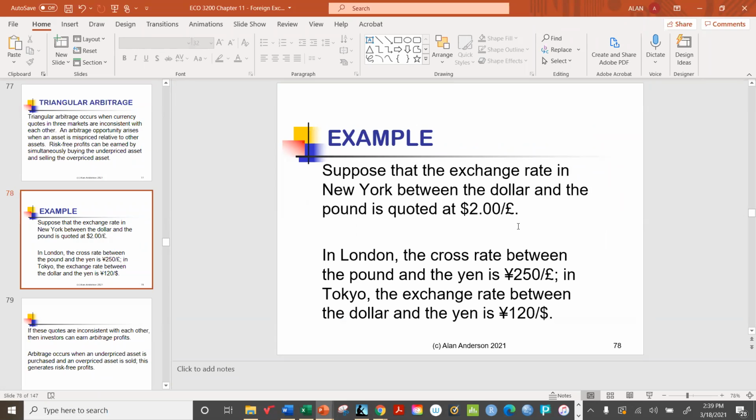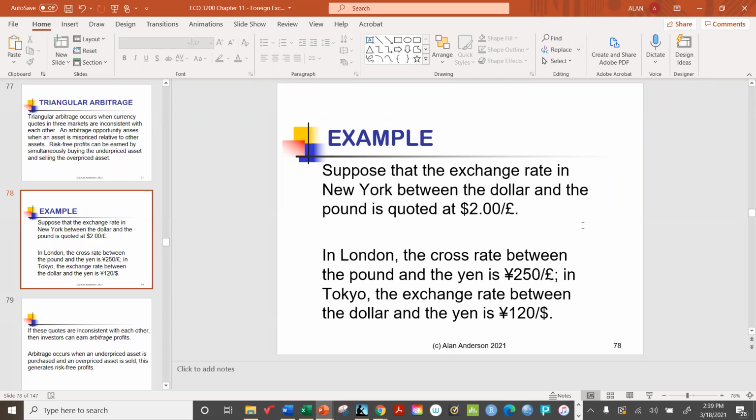So here's the example we were looking at. We start out by noting that there's a dealer in New York who's giving a quote of $2 per pound. In London, we find another dealer who's offering an exchange rate or a quote between the yen and the pound of 250 yen per pound. And then finally in Tokyo, we find another foreign exchange dealer who's offering 120 yen per dollar. Now, you can see just by looking at these three that these are not consistent with each other.